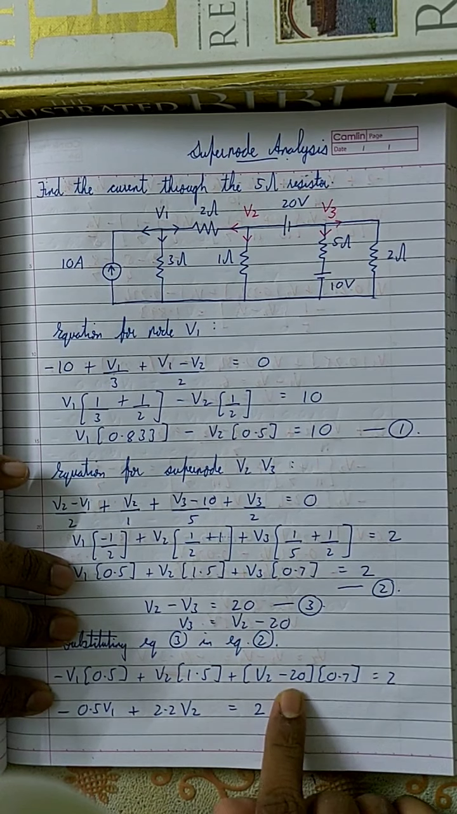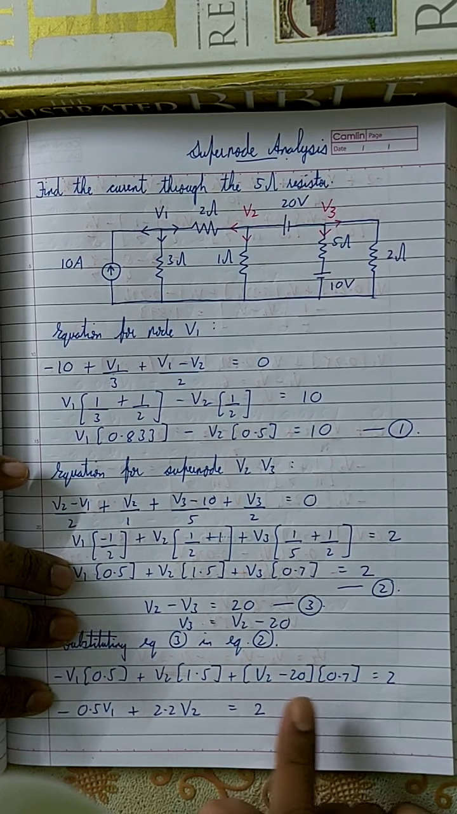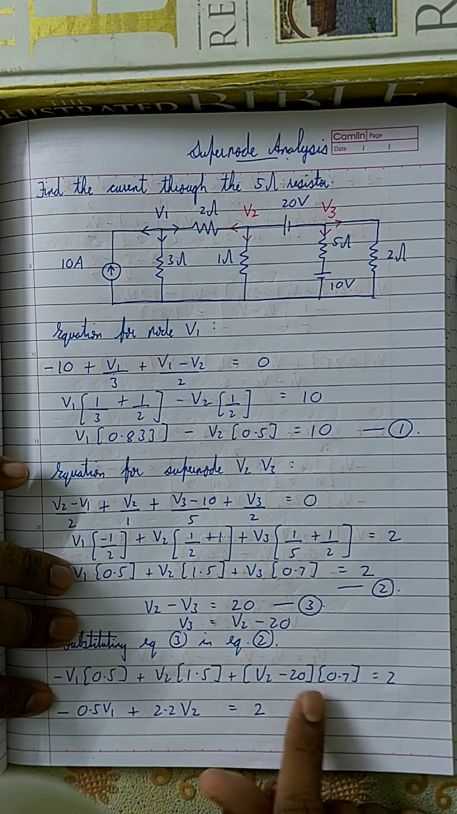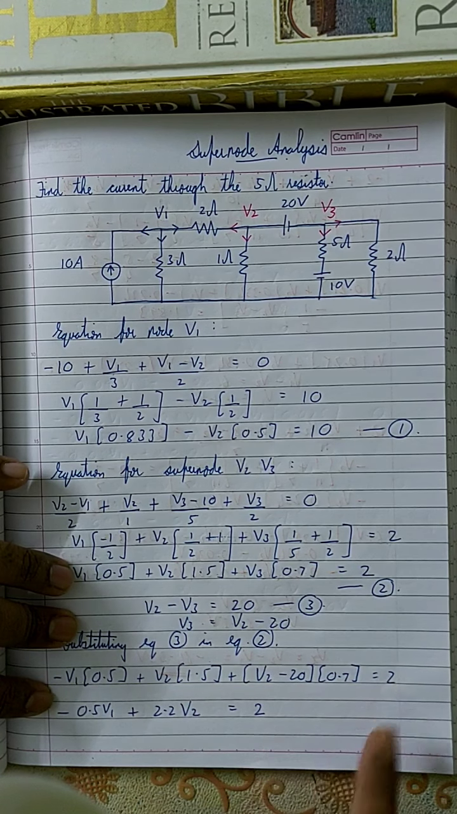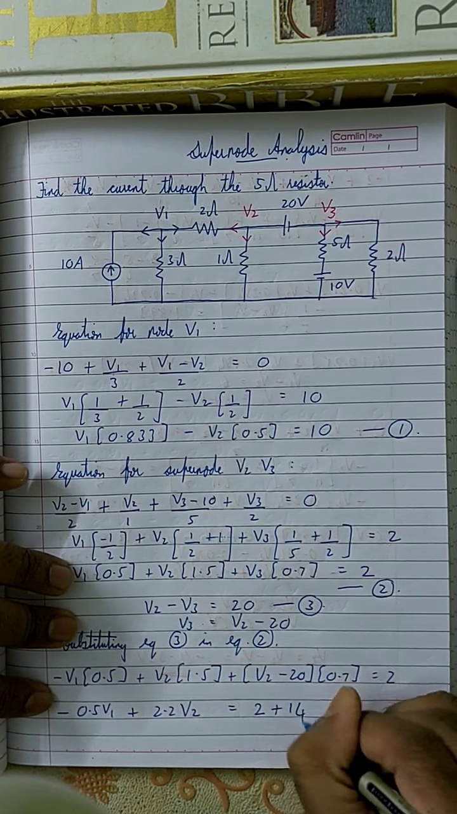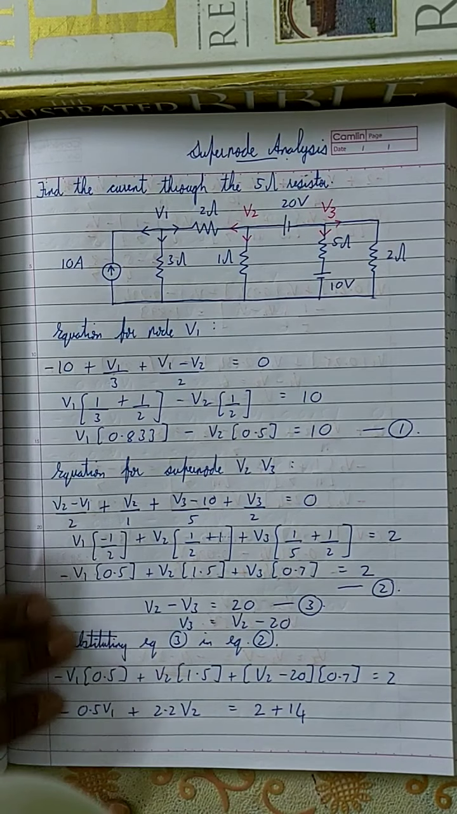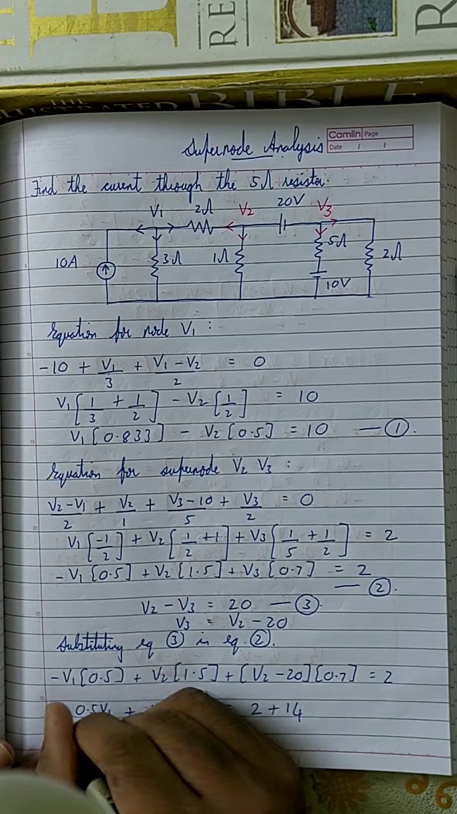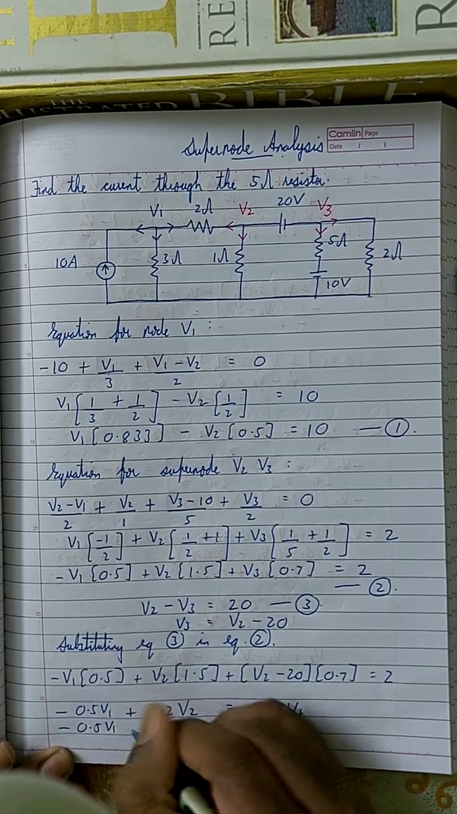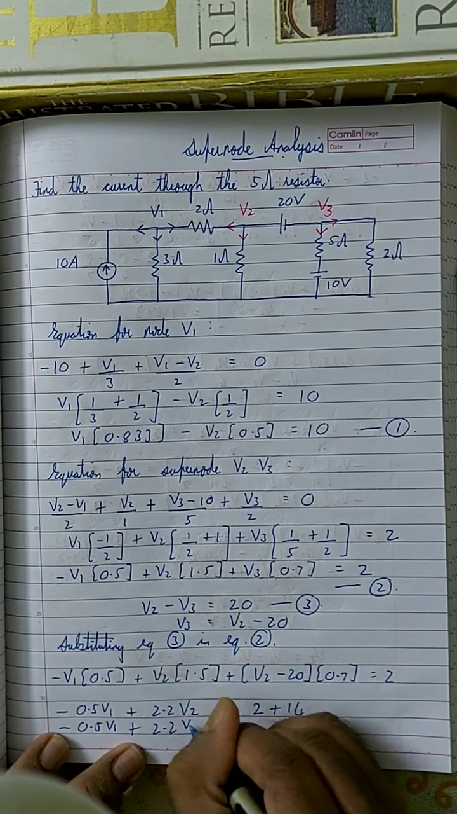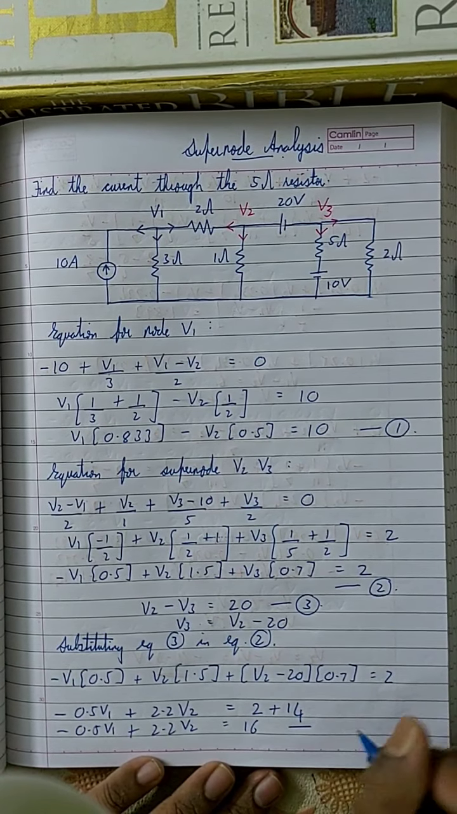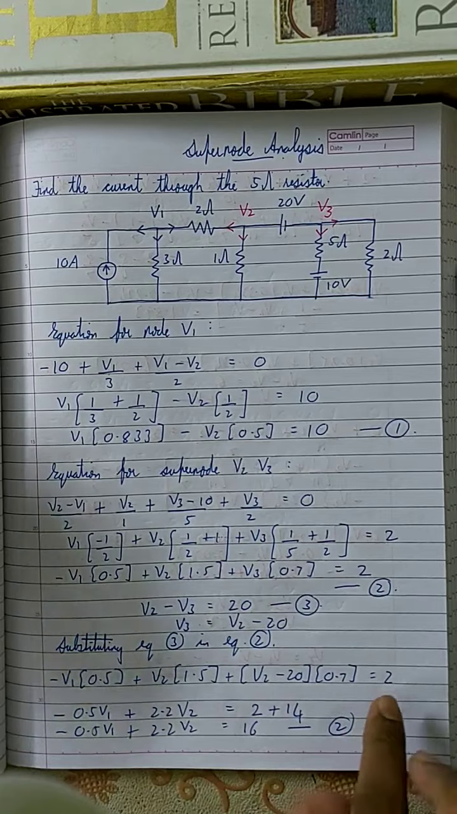And what about this? This is minus 20 into 0.7. Minus 20 means the 0 will cancel, it will become 2 into 7. So minus 2 into 7 is minus 14. If it comes over, it will become plus 14. In that case, 2 plus 14 is 16, right? So we have minus 0.5 V1 plus 2.2 V2 is equal to 16. This is one equation over here.